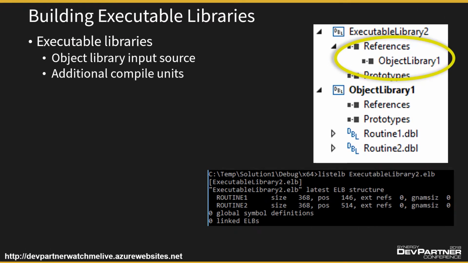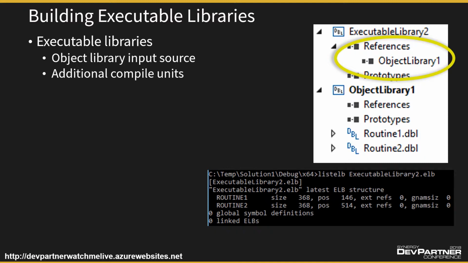So, note a moment ago I said you can create an ELB from any input source. The input source can be the source code or it can be an object library. So the input source doesn't have to be a collection of compilable units inside your project. You can put source files in your executable library project, and many people do. But also you can put them into your object library and then use your object library as the input source for your executable library.